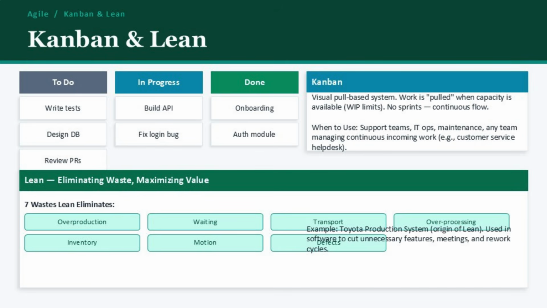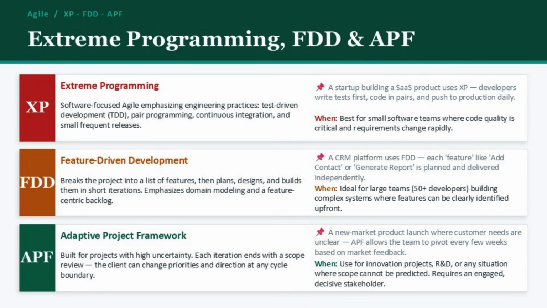Now, Lean is different. It's less a workflow tool and more a philosophy, and it originated at Toyota. Lean is about relentlessly eliminating waste. On the slide, you can see the 7 wastes that Lean targets: overproduction, waiting, transport, overprocessing, inventory, motion, and defects. In software development, this translates to cutting unnecessary features nobody will use, eliminating redundant meetings, reducing rework, and streamlining handoffs between teams. Lean asks, does this activity add value for the customer? If not, eliminate it. We have 3 more agile variants to cover, each filling a distinct niche.